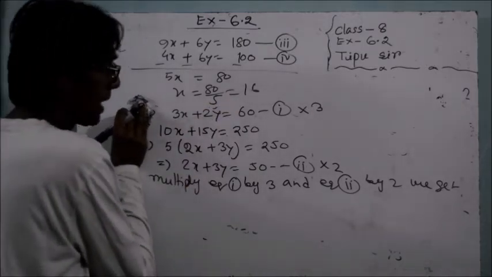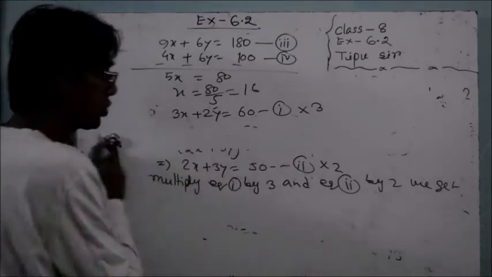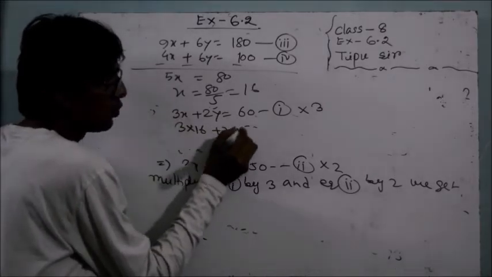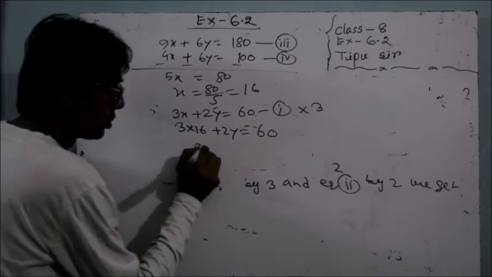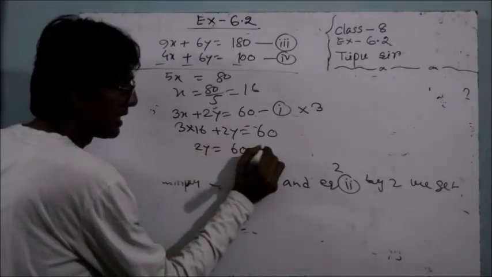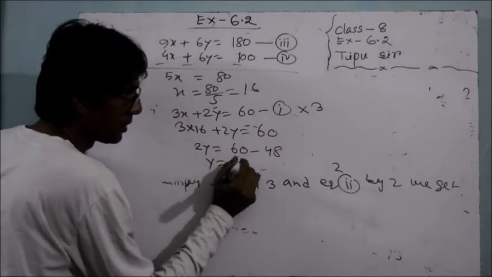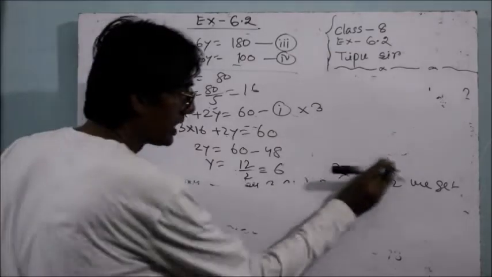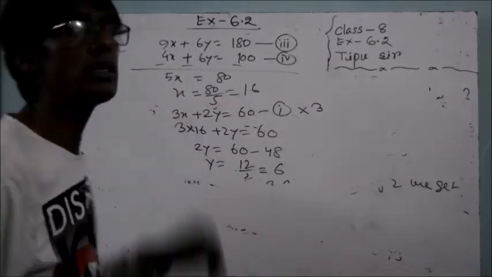Now apply the value of x in equation 1. If I apply 3 multiplied by 16 plus 2y is equal to 60, or 2y is equal to 60 minus 48, or y is equal to 12 by 2 is equal to 6. So dear students, we get the result. Each pencil costs 6 taka and each notebook costs 16 taka.